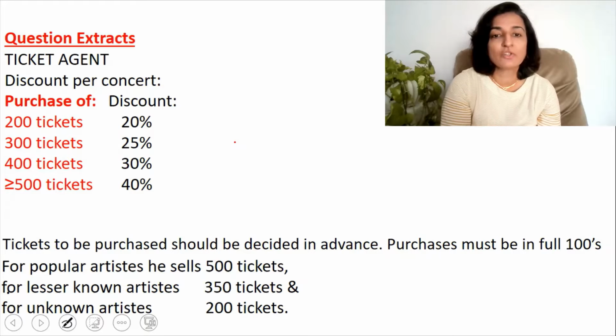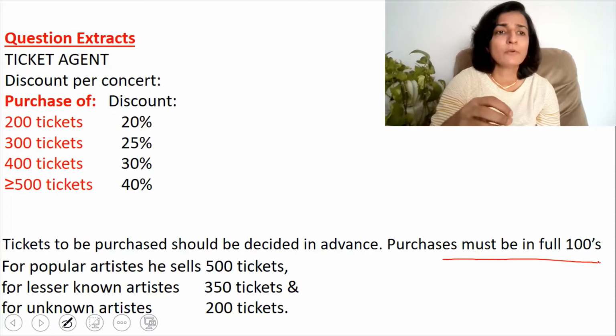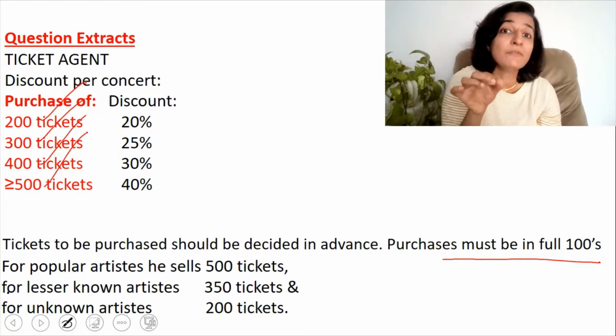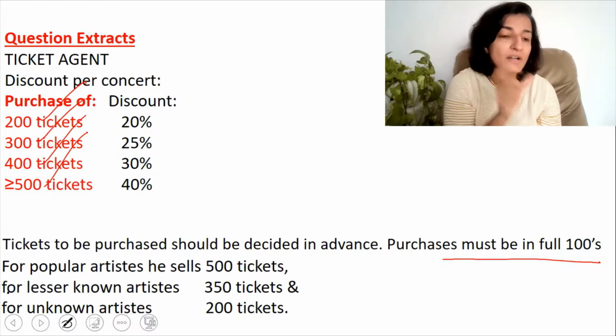Tickets to be purchased should be decided in advance. Purchases must be in full hundreds. What do you mean by in full hundreds? Which means that you can either buy 200, 300, 400 or 500. You cannot buy 250 because it should be in hundreds.